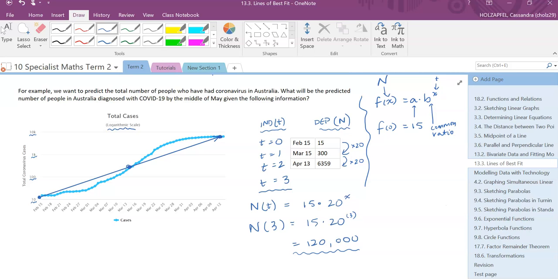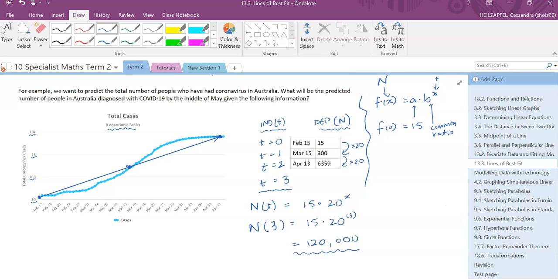Now, we're getting close towards the end of April here. Not quite, maybe mid to late April. The Australian government has taken a lot of precautions. They've shut down a lot of the borders. I know in Victoria and in Melbourne, they're stopping people and fining people for non-essential travel and things like that. So in reality, in Australia, we're actually expecting this rate to slow down a lot. So this is probably not going to be a particularly accurate prediction.